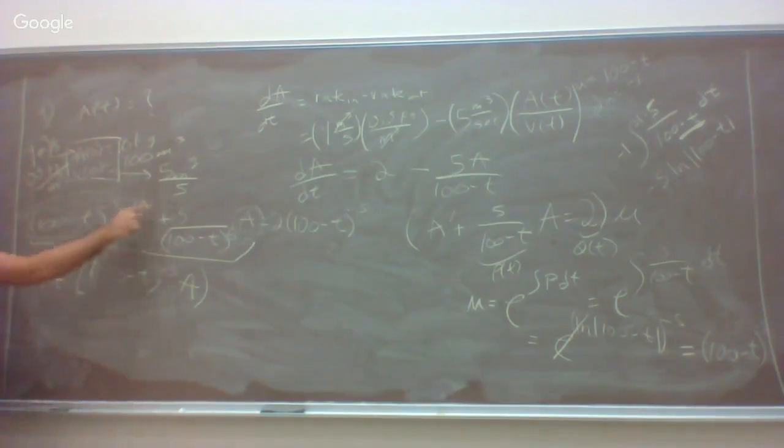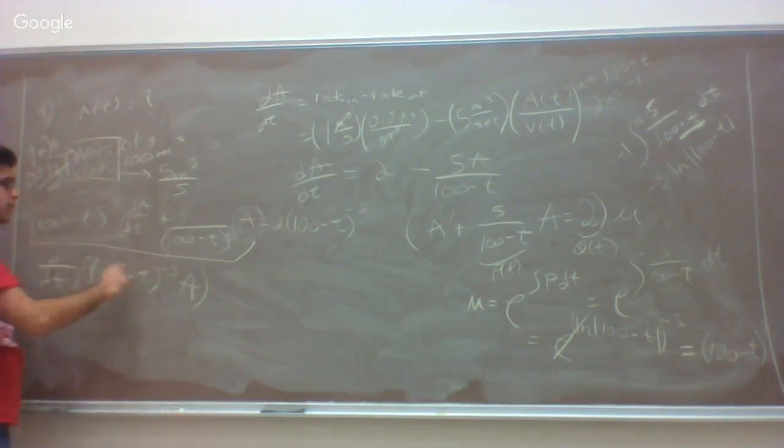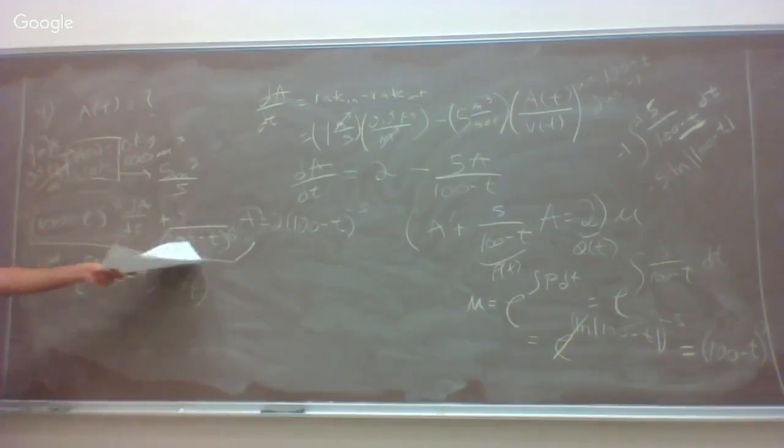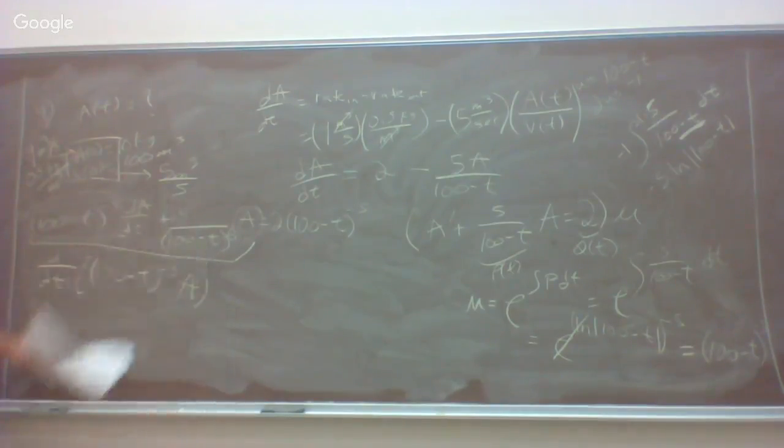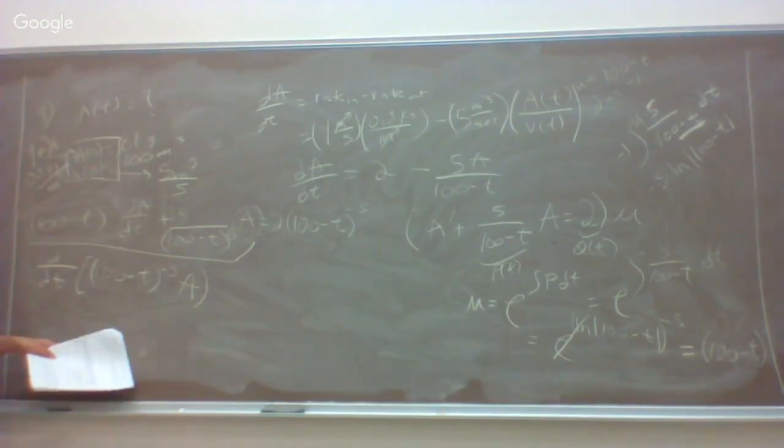So the derivative of A is d over dt. Derivative of 100 minus t to the negative 5th power is negative 5 over this, and then you have the derivative of negative t. So then the derivative is equal to 5 over 100 minus t to the 6th power. Any questions on this?